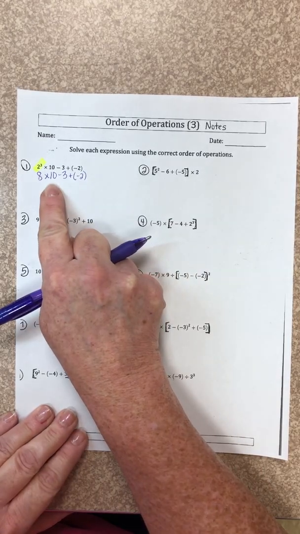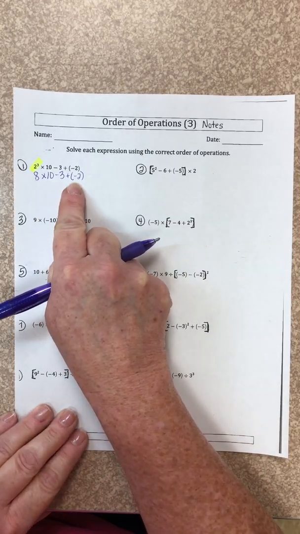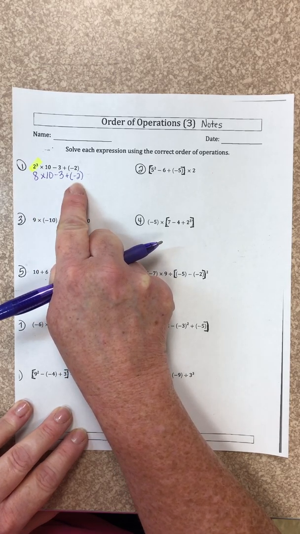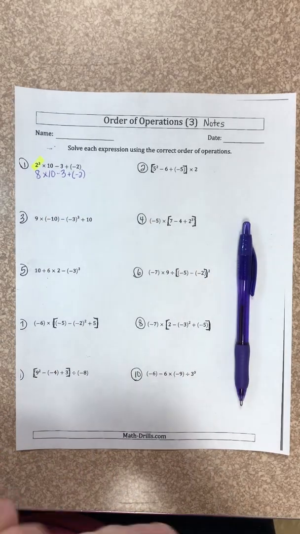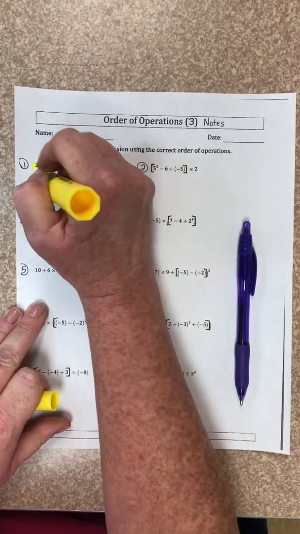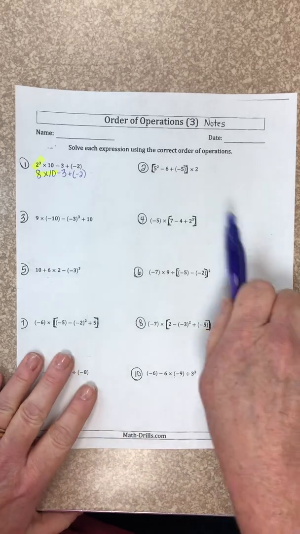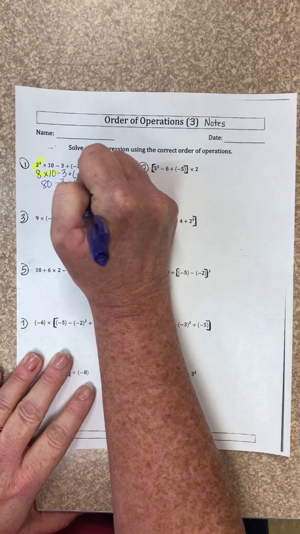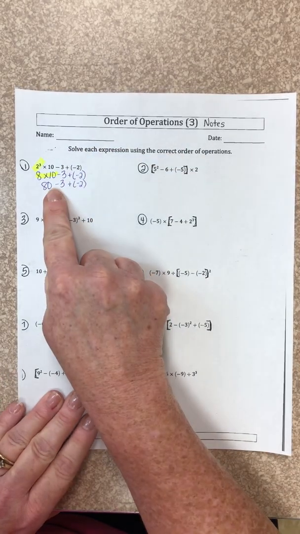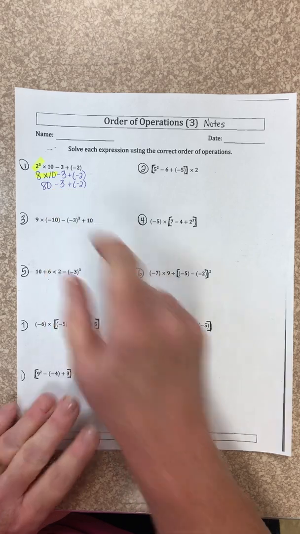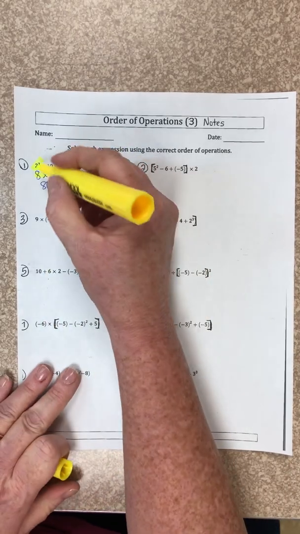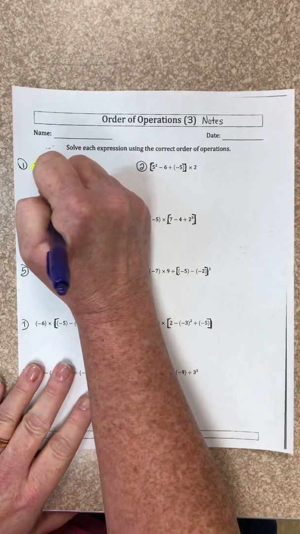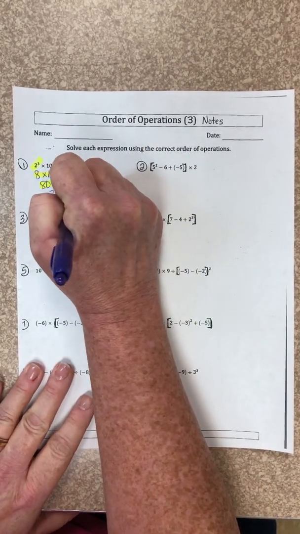So notice I have step 1, I don't have any grouping symbols. Step 2, I don't have any exponents or roots. Step 3 is multiplication or division, and I have multiplication. So let's highlight that. 8 times 10 is 80, and let's bring everything else down. Now I have subtraction and addition. Both are in step 4, but we have to work left to right. So I'm going to highlight 80 minus 3, which is 77, and bring everything else down.